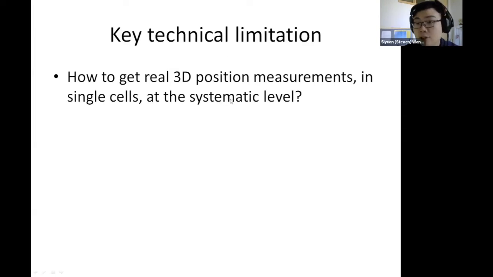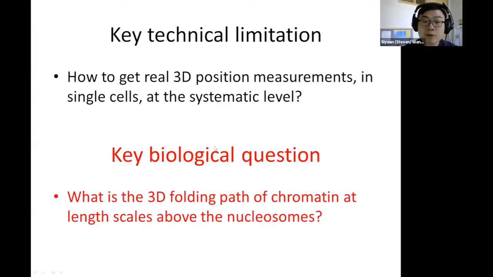Because of this technical limitation, there is one key biological question that has haunted us for decades: what is the 3D folding path of chromatin at length scales above the nucleosomes? From TADs or contact domains to the A/B compartments to the chromosome territory, these are essentially larger and larger chromatin blobs. In structural studies of proteins, for example, we know the peptide folding conformation. For chromatin, we don't know that. We don't really know the folding path of chromatin.